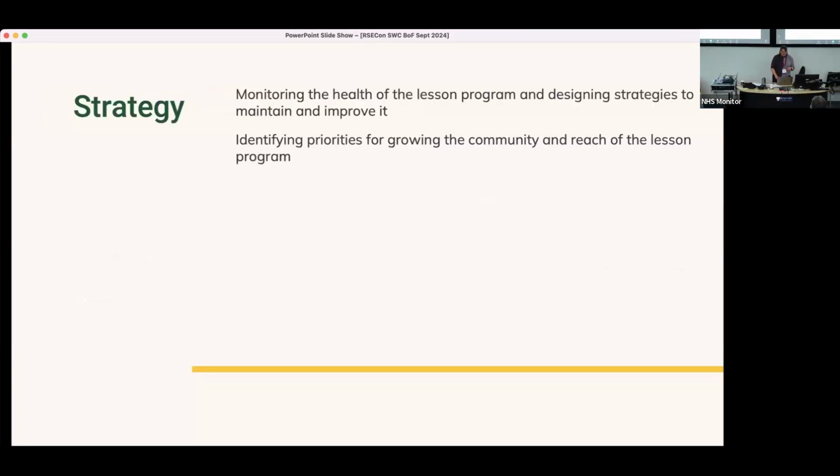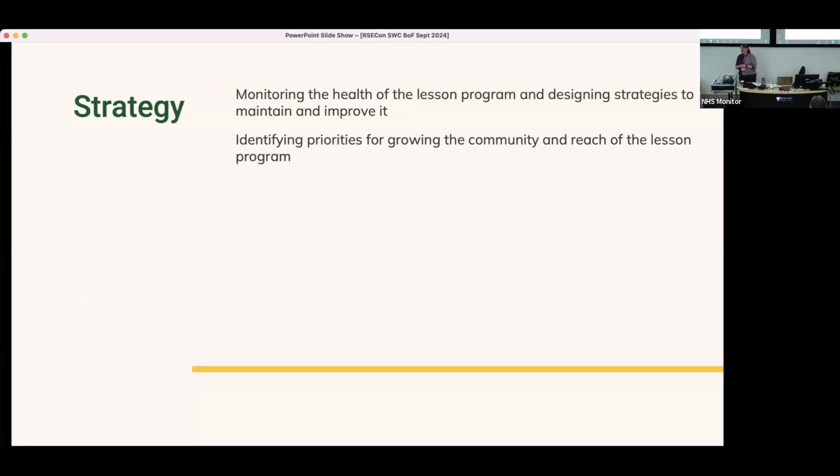So one of those things is strategy. Part of our role is monitoring the health of the lesson programme and designing strategies to maintain and improve it. Last year we did an audit of all the maintainers and all the programmes, how old issues were.